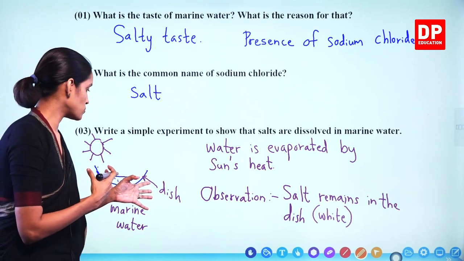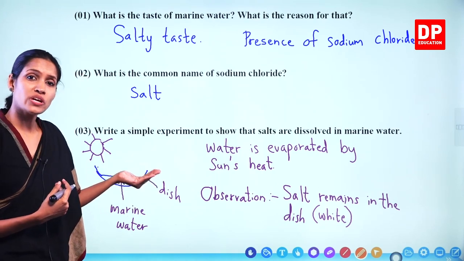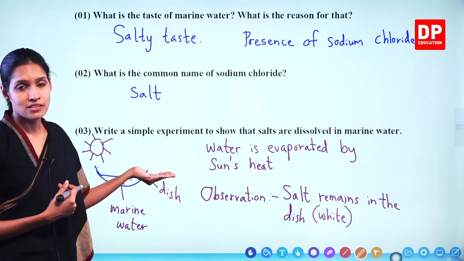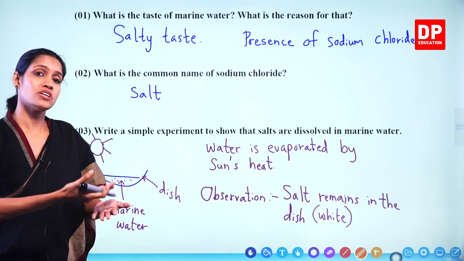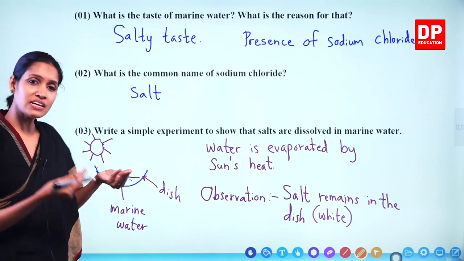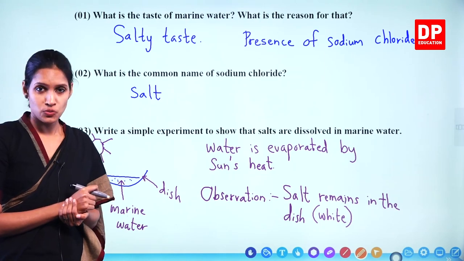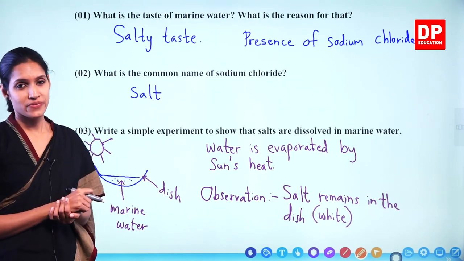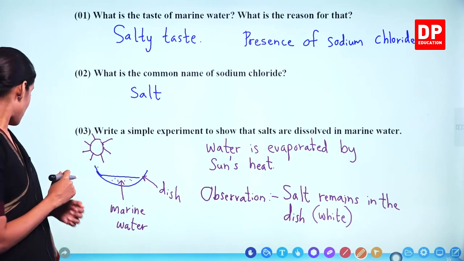There's another way to do this. You can take a little bit of marine water and heat it thoroughly. You will see the water evaporates, and finally white color powder will remain at the bottom of the dish. That is also salt, right? So you can write one of these methods.